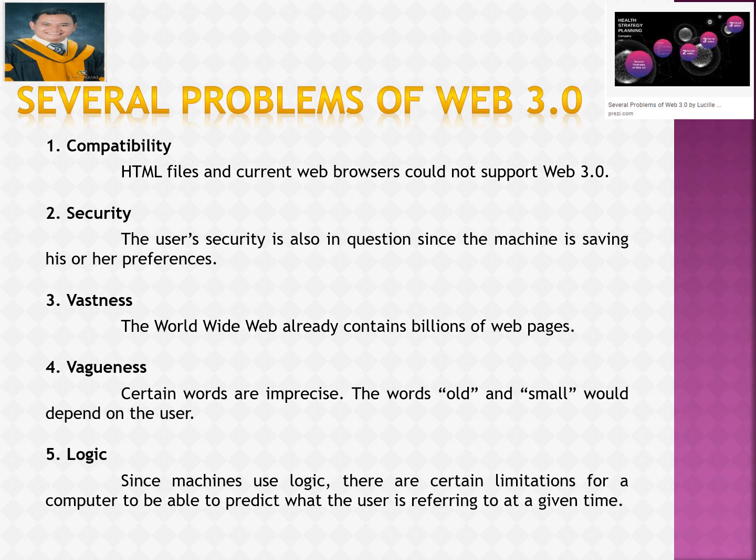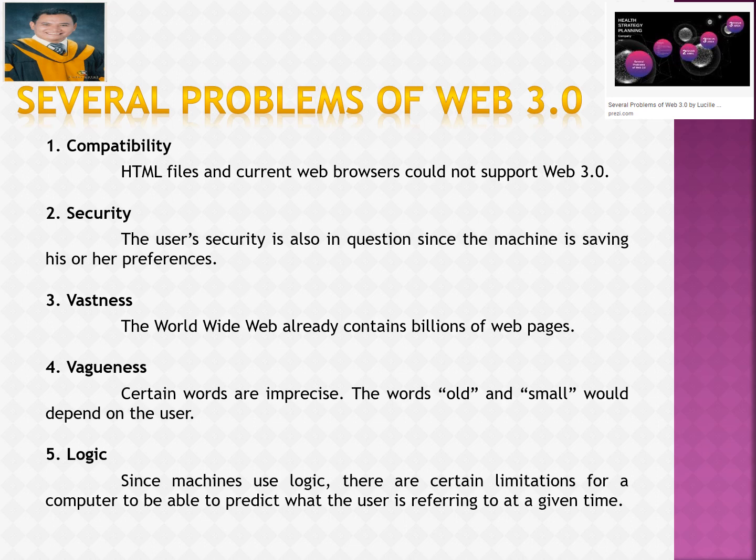Vastness. The World Wide Web already contains billions of web pages. Since we are able to have a blog, there are some who are bloggers, and of course, somebody also created a website and posted it on the World Wide Web. That's why we have a vast World Wide Web already. We have billions of web pages.